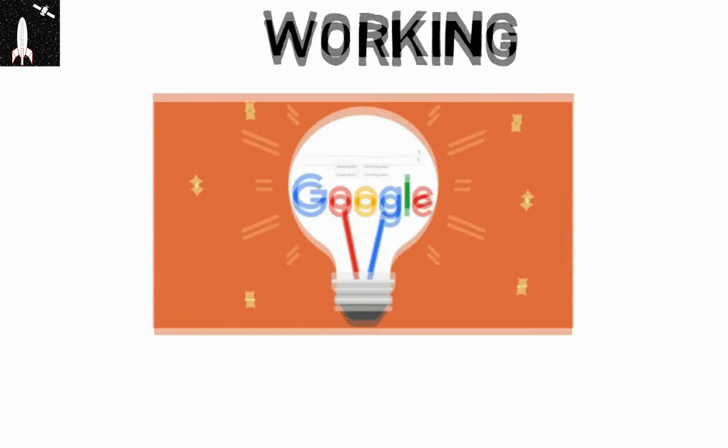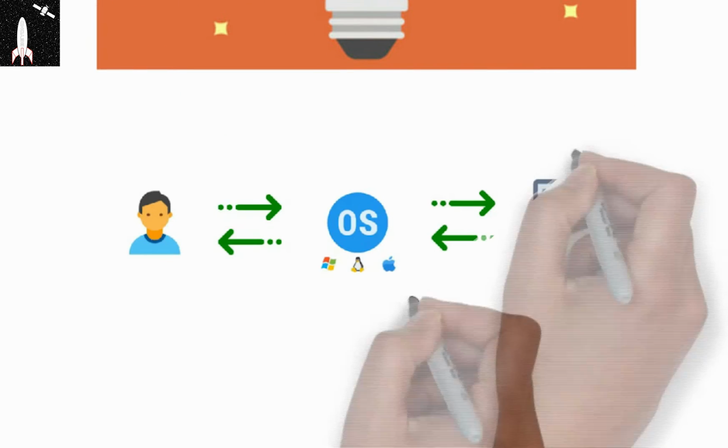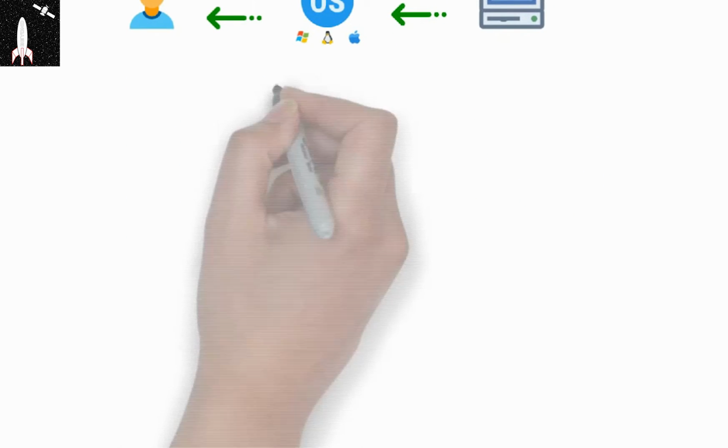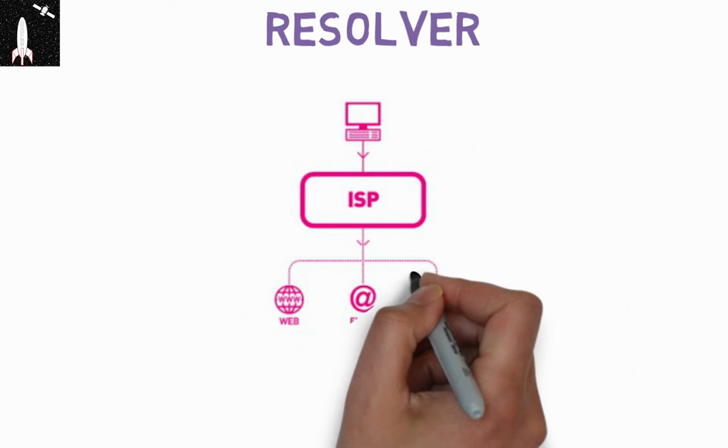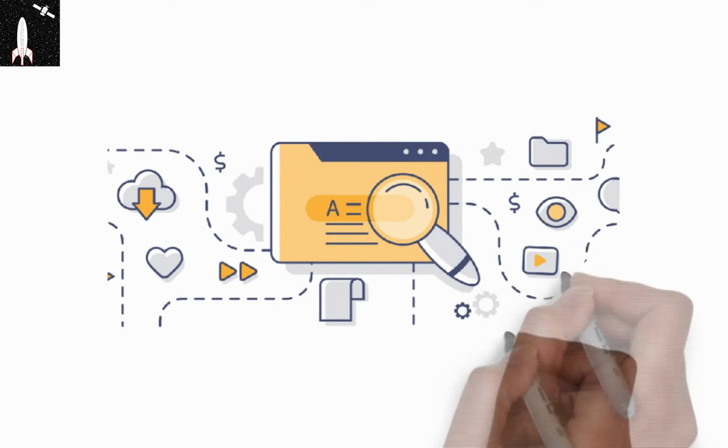When we search a website, initially the OS of our system searches for the IP address in its cache memory. Now if it doesn't find it, it will send the query to the next stage. This is called the resolver. The resolver is nothing but the Internet Service Provider, ISP. Now the resolver searches in its cache memory for the IP address.